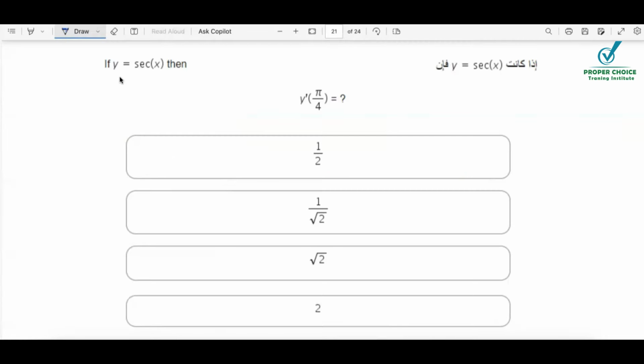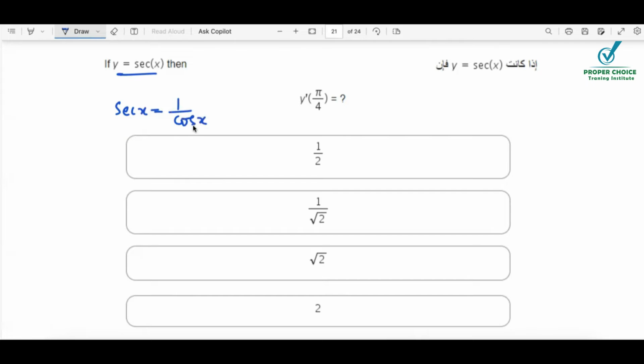mutual funds. If y equals secant x, then what is y prime of pi by 4? They're asking you to find the derivative of secant x. Again, we can use a calculator, and you also need to know from trigonometry that secant x can be written as 1 by cos x.